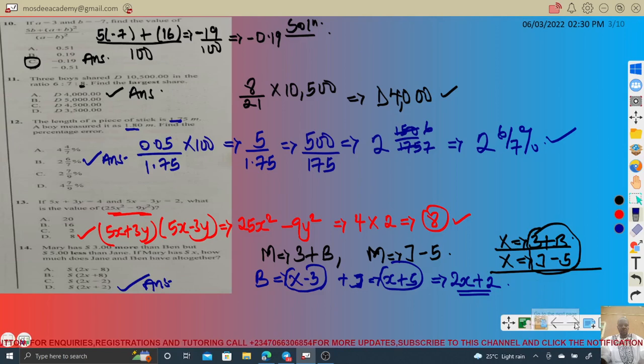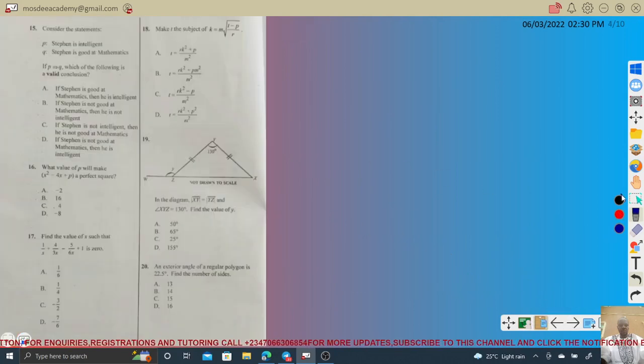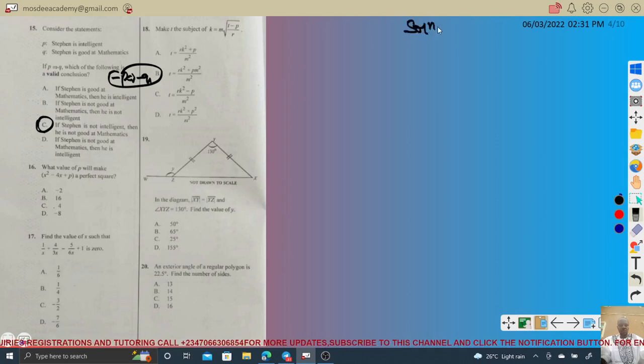We move to question number 15. Number 15 says, consider the statement P, where statement P means Stephen is intelligent, and Q says Stephen is good at mathematics. So if P implies Q, which of the following is a valid condition? So follow the order of P implies Q. That means if Stephen is not good at math, then Stephen is not intelligent. That is the correct answer. So you can put the negative of this. P implies Q is the same thing as saying not Q implies not P. So I don't think this is a problem. If you have studied logic in your classes, that should be a direct question. So don't let us waste time on cheap stuff.